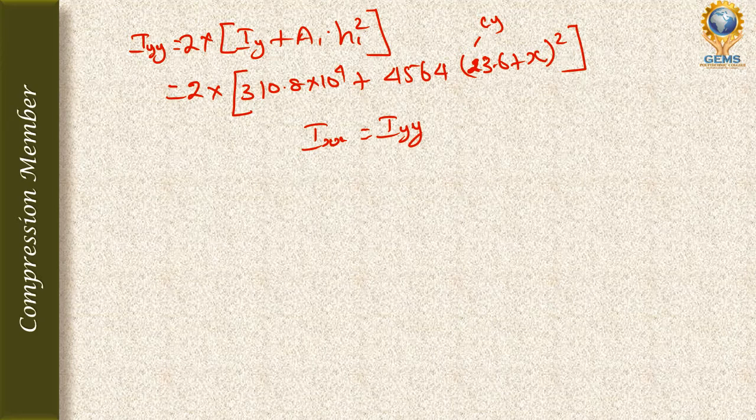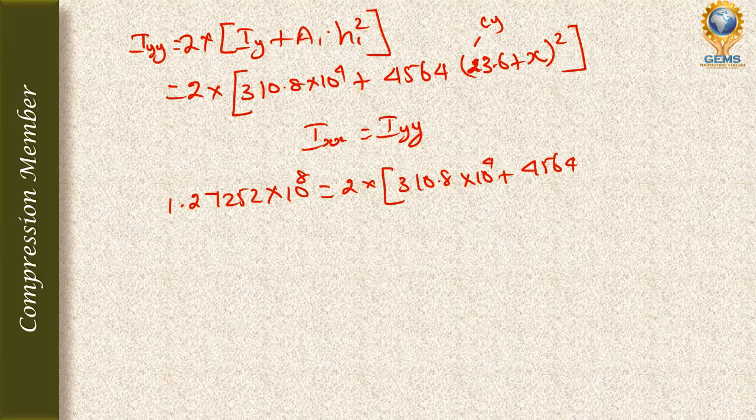Why are we equating Ixx and Iyy? If you need more load carrying capacity, both axes should have equal strength. So that's why we are equating Ixx and Iyy. So we know Ixx is 1.27252 into 10 to the power 8, equal to 2 into 310.8 into 10 to the power 4 plus 4564 into 23.6 plus x, whole squared.